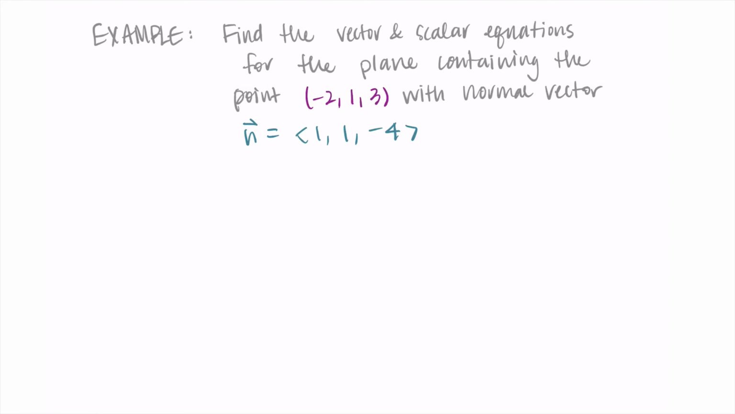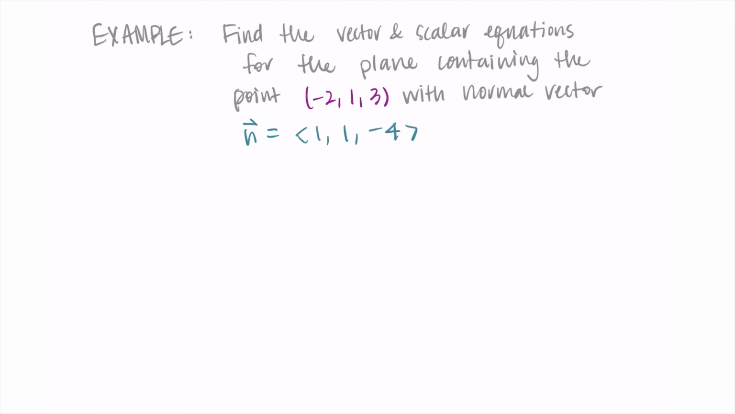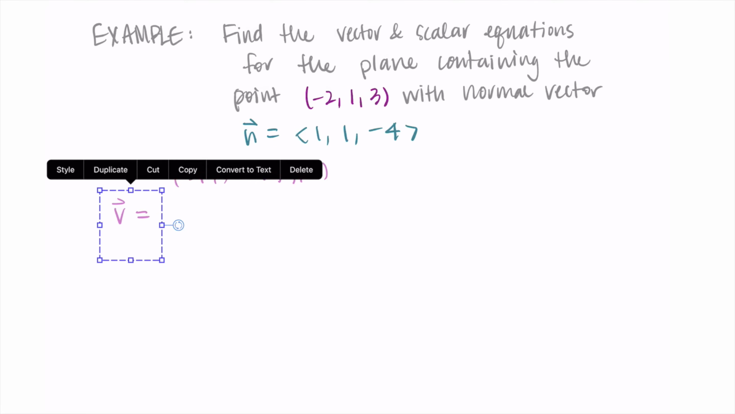So in order to come up with the equations for this plane, we first need a vector that's in the plane. So we're going to use this point to help us come up with that. You can actually jump ahead to the scalar equation if you want, since we already have the x0, y0, and z0 here. But I like to go through the process of conceptually doing all the parts. So we're going to start with this v vector, and it's going to be the difference between this point, -2, 1, 3, and some arbitrary point x, y, and z. So that's the reasoning here for what we're doing.